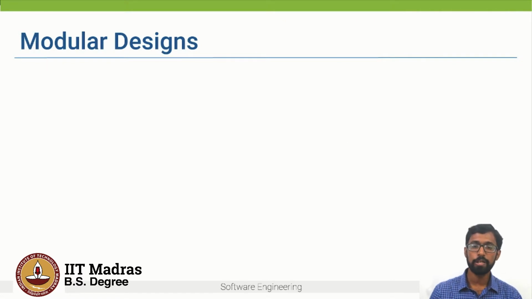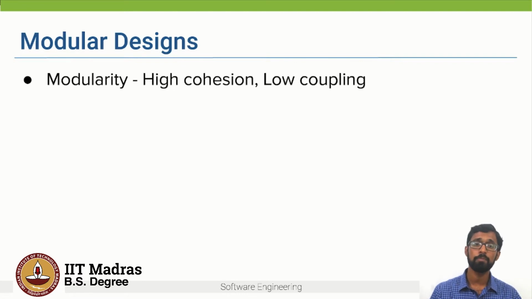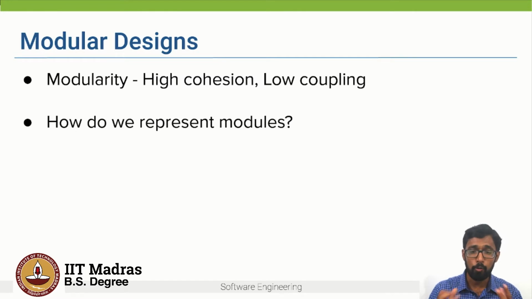In the previous video, we looked at characteristics of a good design. We said that a good design is modular, and by this, we saw that a good design has high cohesion and low coupling. In the upcoming videos, we will now look at how we can represent these designs or these modules using appropriate representations. So what does a module consist of and how can we capture the relationship between modules will be the focus of the upcoming videos.